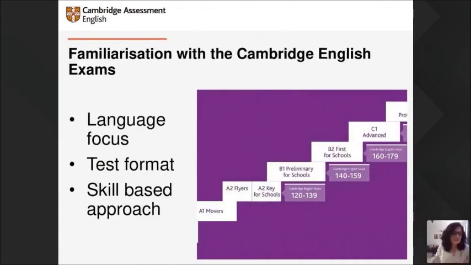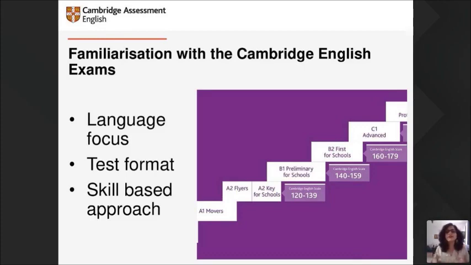So the first step in mapping the curriculum is that you need to familiarize yourself and acquaint yourself very well with the concerned Cambridge English exam. If you remember the verticals that I showed you right at the start, we have three verticals: one for schools, one for general users, and the third one is the business English vertical.